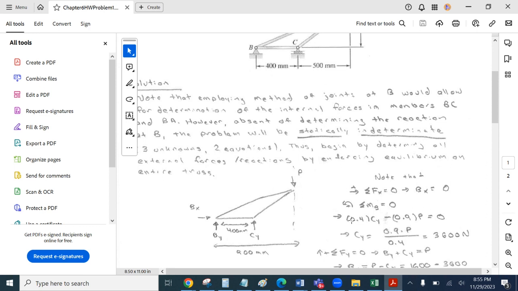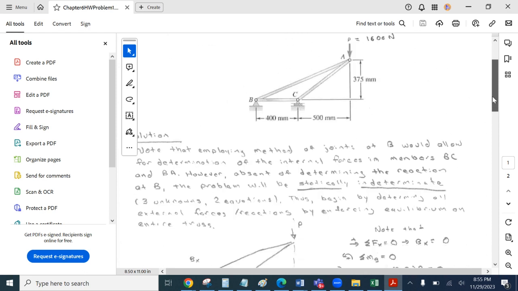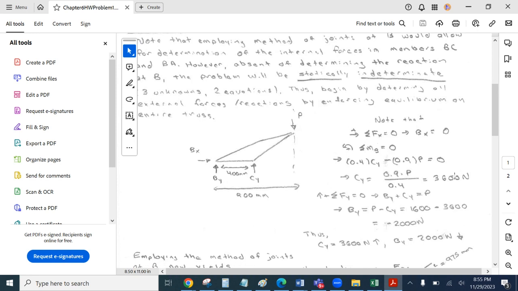So 0.4 times the unknown force Cy that we wish to solve for, minus, since the rotation that force P induces about point B is in the clockwise direction, the perpendicular distance from the line of action of P to point B is 900 millimeters or 0.9 meters. So that's 0.9 times whatever your P value is. These two things have to offset each other and be 0. If you solve that for the unknown reaction Cy, you'll find that basically Cy is the ratio of 0.9 to 0.4 times whatever P value you're given in your problem. I was given 1600 newtons, so that comes out to be 3600 newtons.